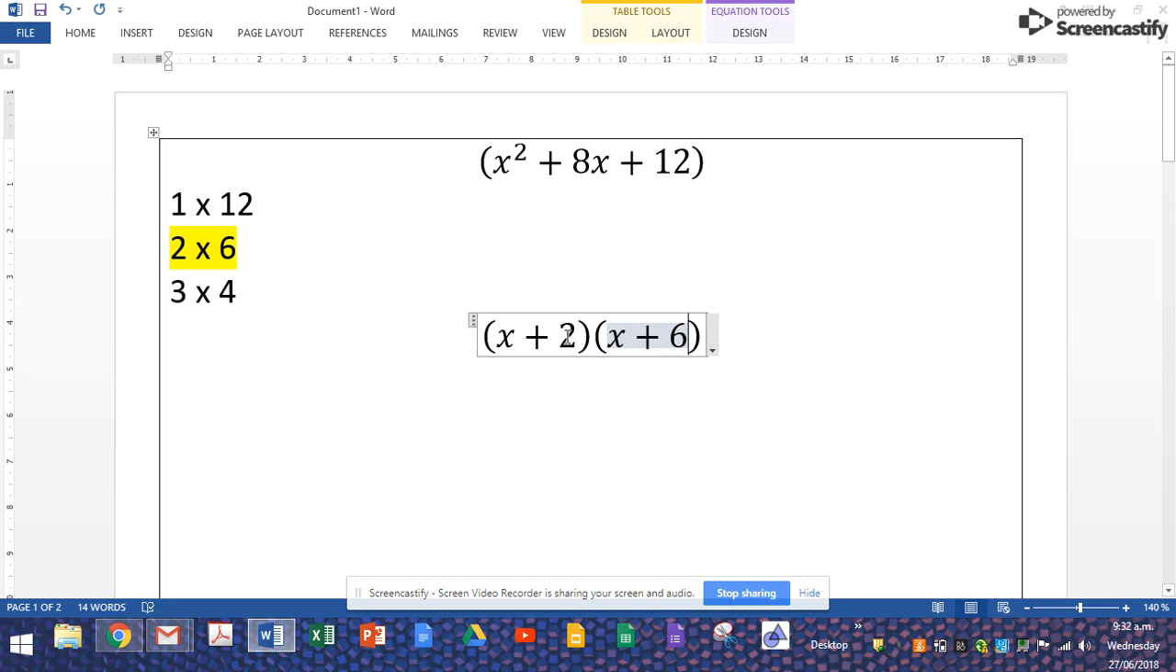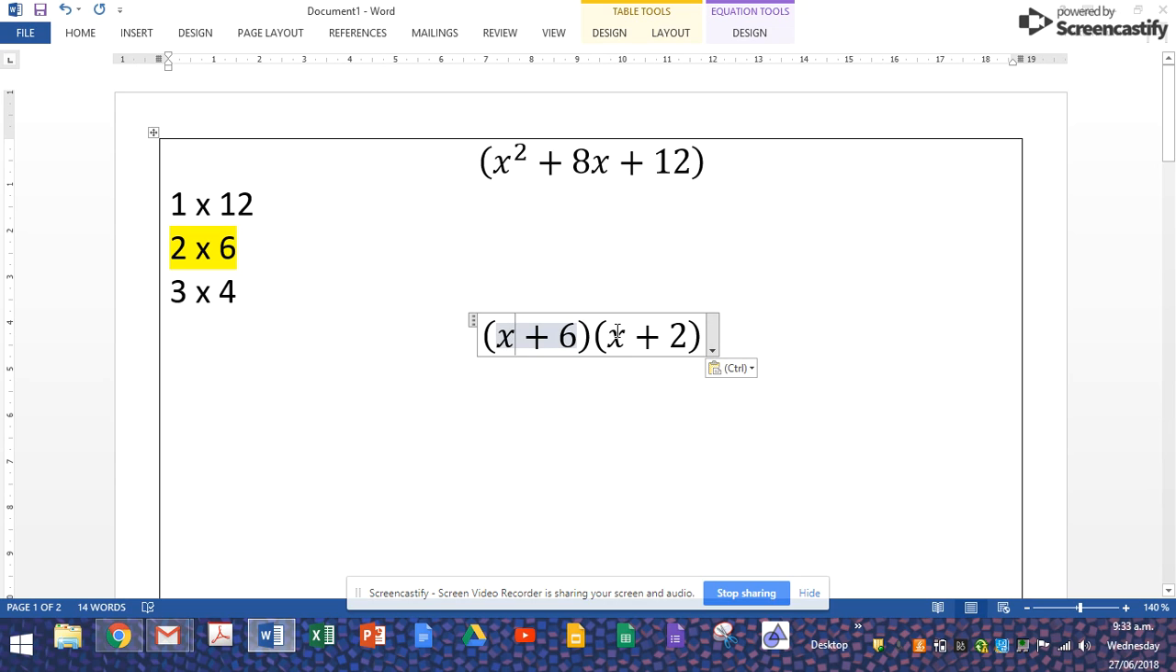There we go. Now, why have I put x plus 2 first? It doesn't matter actually. If you wanted, you could put that bracket at the end. It does not matter because multiplication order doesn't matter. Now you can check using what I called the claw method.